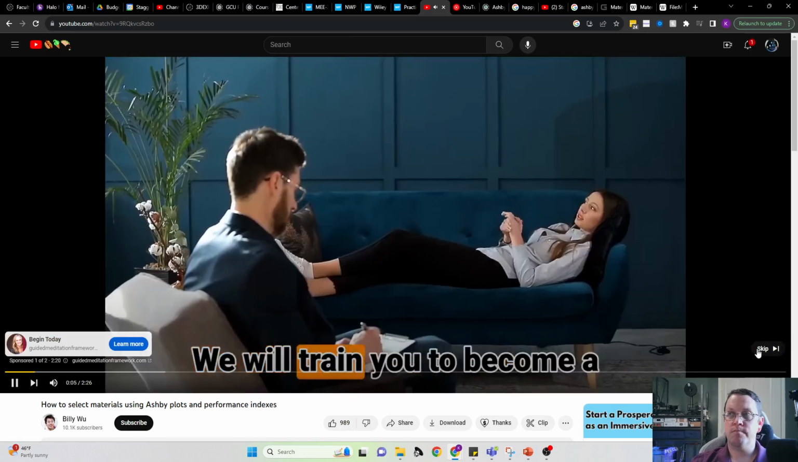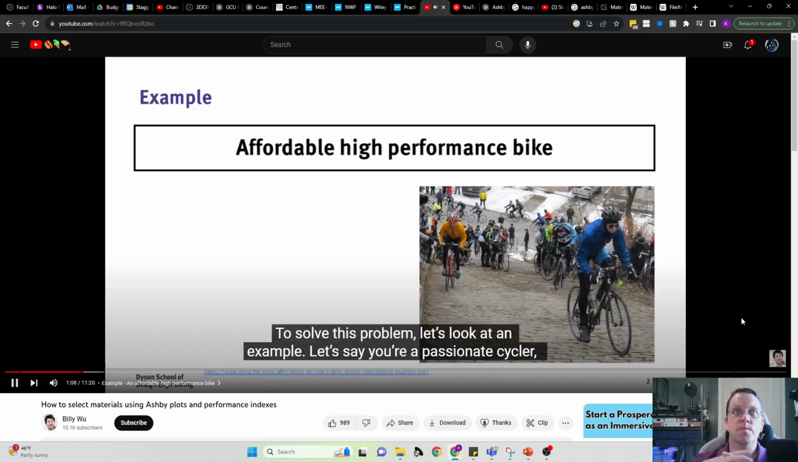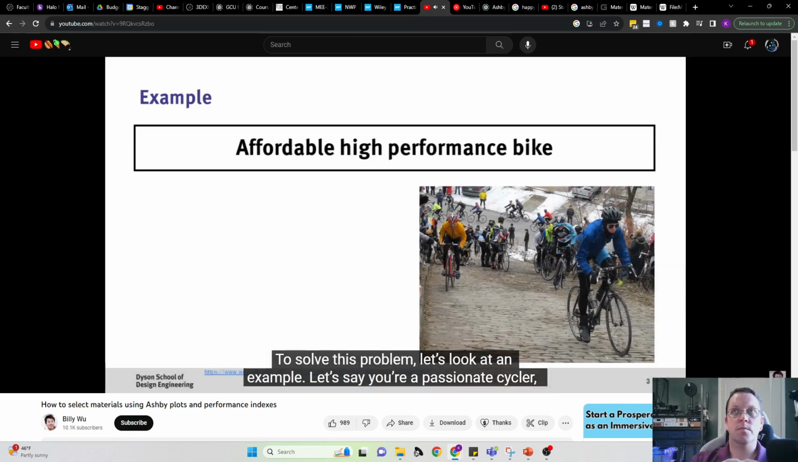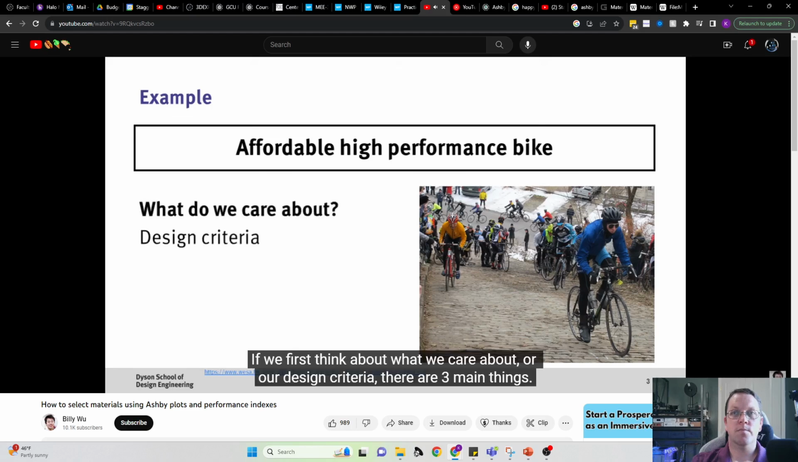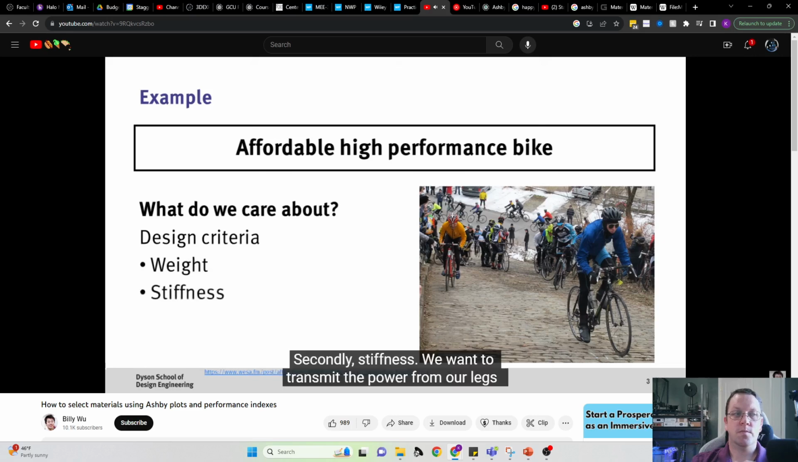To solve this problem, let's look at an example. Let's say you're a passionate cyclist, not quite a professional, but proficient nonetheless. You're looking for a new bike, but you can't find the right one that's perfect for you, so you decide to make your own, which is high performance, but also affordable. If we first think about what we care about, or our design criteria, there are three main things. Firstly, weight. We want to do some hill climbs, and having a lighter bike will help with this. Secondly, stiffness.